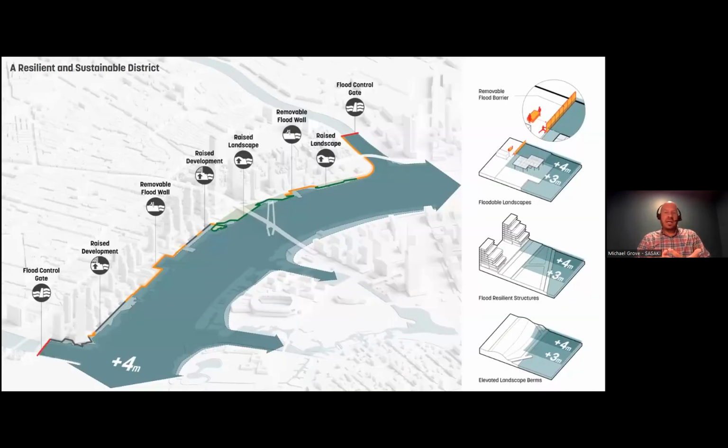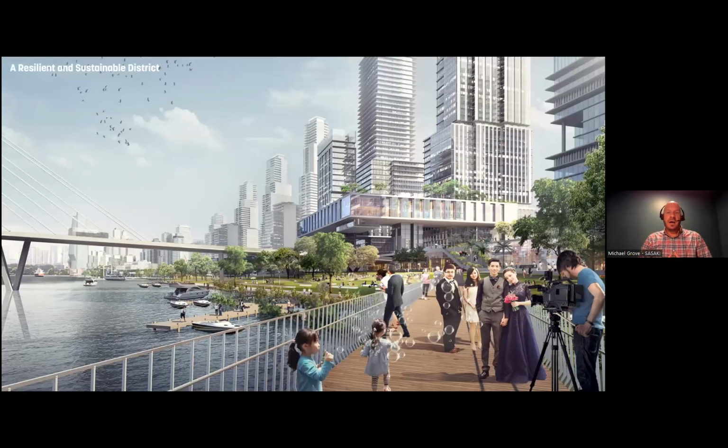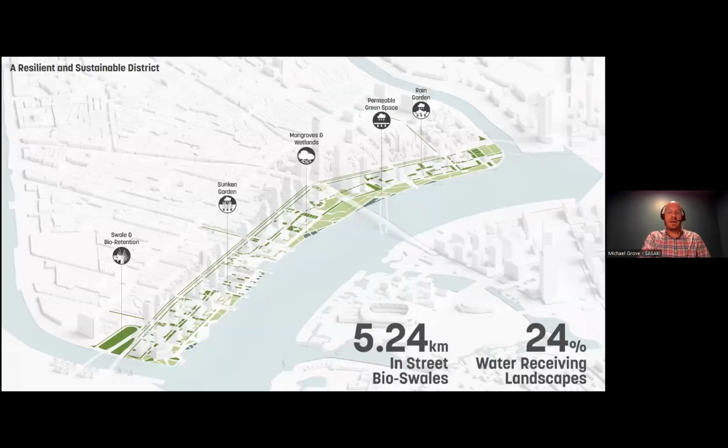So we needed to design a series of edge treatments that responded to a variety of existing and proposed conditions to protect not just new development, but the population of that entire district beyond. The riverfront landscape is designed as a gradually ascending riparian zone that can accommodate rising floodwaters both seasonally and over time. And nearly a quarter of the entire development area of the port is designed as a water receiving landscape.